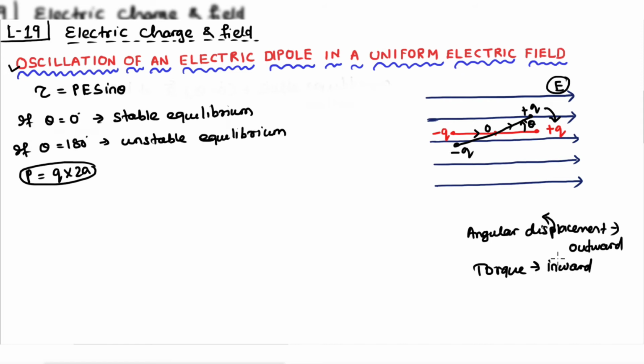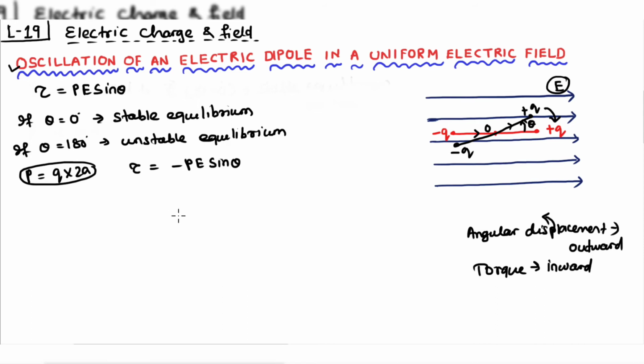Similarly, if you rotate the dipole in the clockwise direction, then the torque will rotate the dipole in the anti-clockwise direction. Means the angular displacement theta and the torque tau are opposite in direction to each other. So tau is equal to minus of p sin theta, considering the direction. Tau is equal to minus pE sin theta. The negative sign indicates that the torque and the angular displacement are opposite in direction.